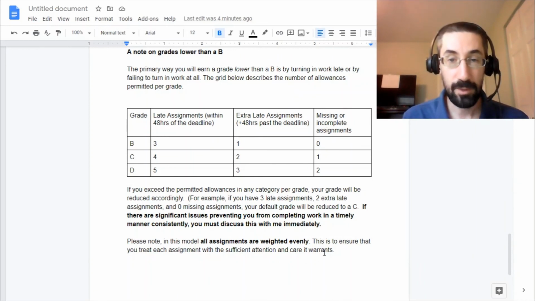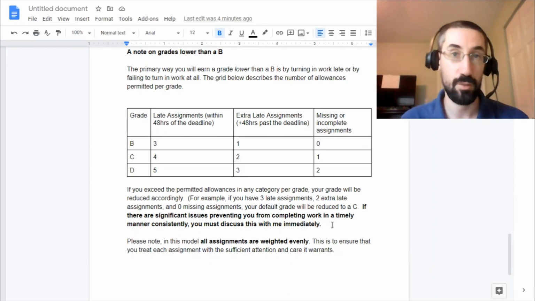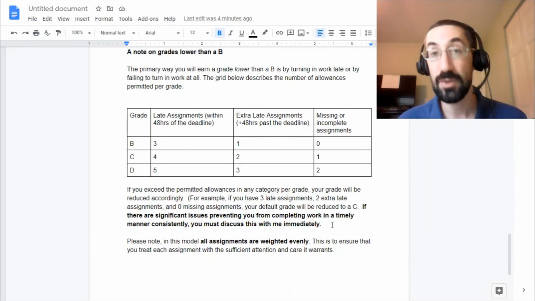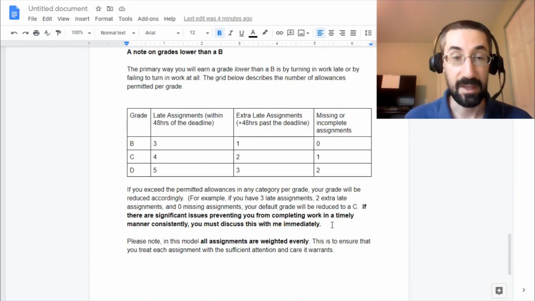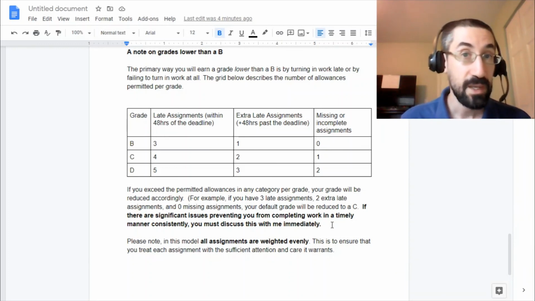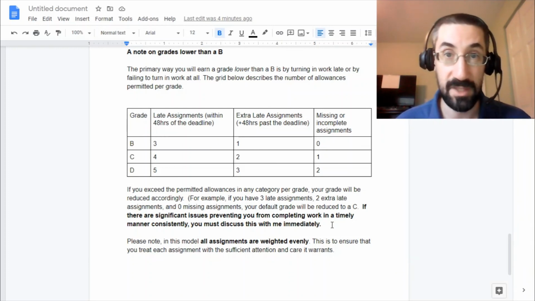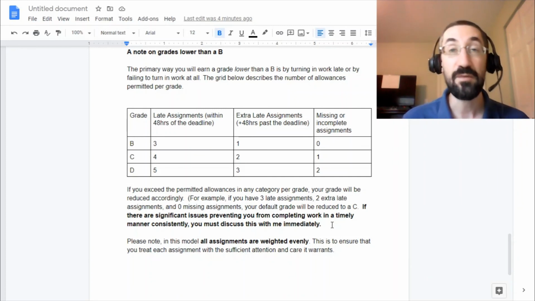Also note two clear things here. If there are significant issues that are preventing you from getting your work in in a timely manner, please reach out to me so that we can talk about some alternative accommodations. And secondly, all the assignments are weighted evenly. So a late quiz counts just as much as a late major assignment. This means that you have to take every assignment seriously and make sure that those pieces of work are getting submitted on time. If you have any further questions about the grading policy, I'm happy to discuss these with you one-on-one.